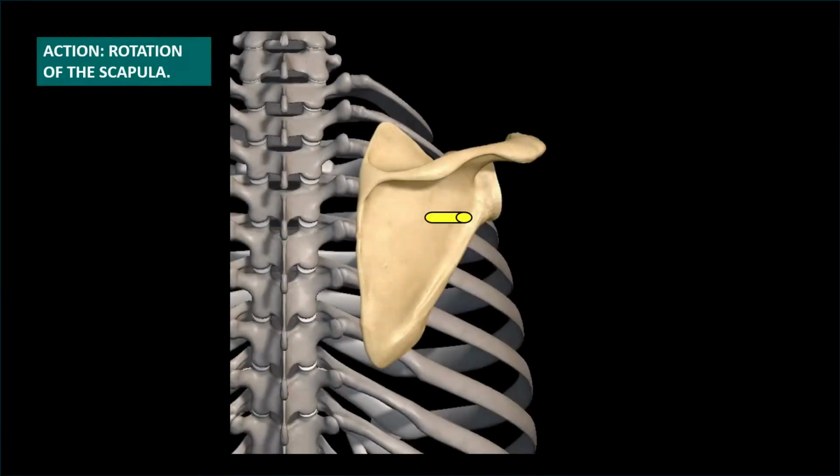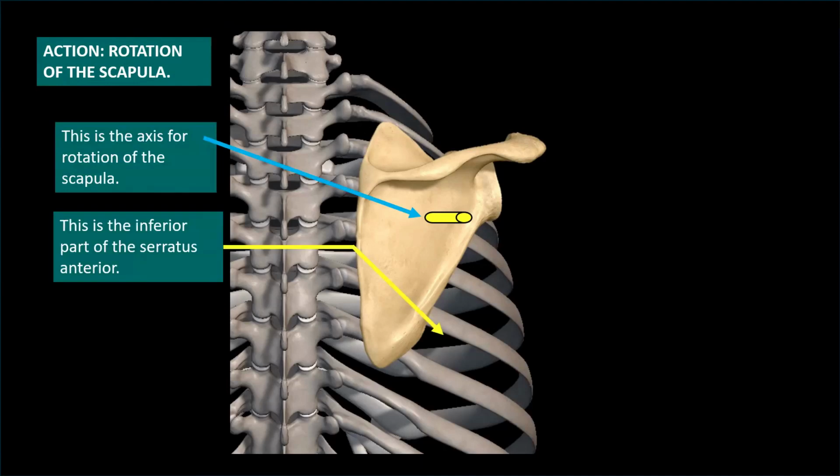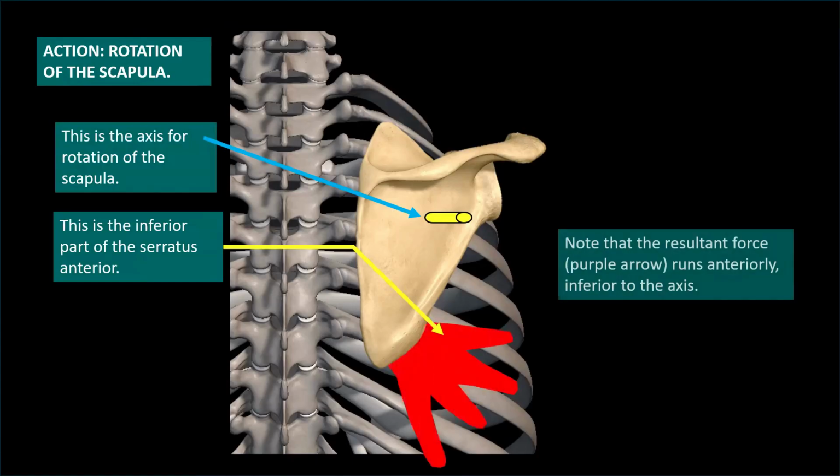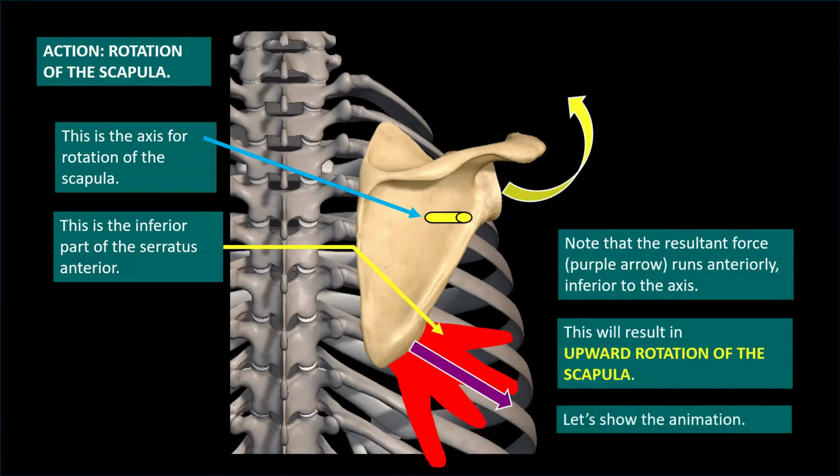Action, rotation of the scapula. This is the axis for rotation of the scapula. This is the inferior part of the serratus anterior. Note that the resultant force, purple arrow, runs anteriorly inferior to the axis. This will result in upward rotation of the scapula. Let's show the animation.